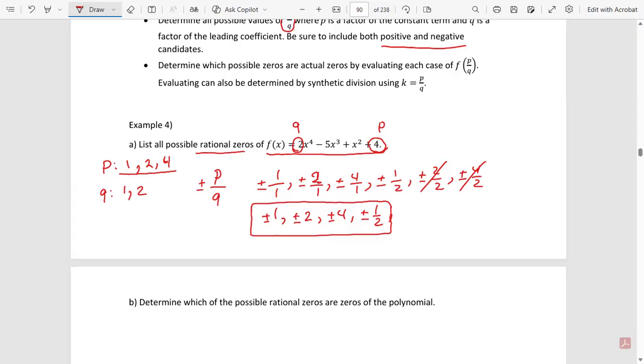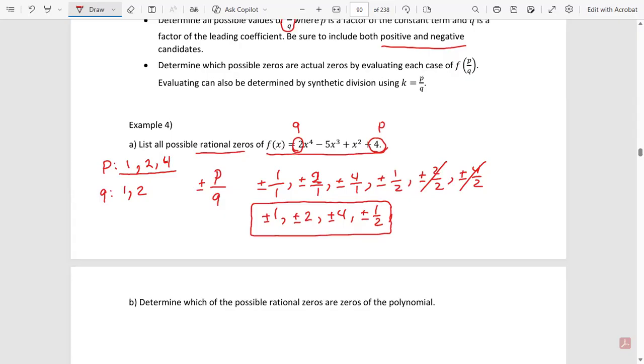But not all of them are the zeros. To make sure which one is the actual zero, you need to plug in these numbers based on the remainder theorem. You need to plug in each of these numbers for x and see which one gives you a zero as a remainder.